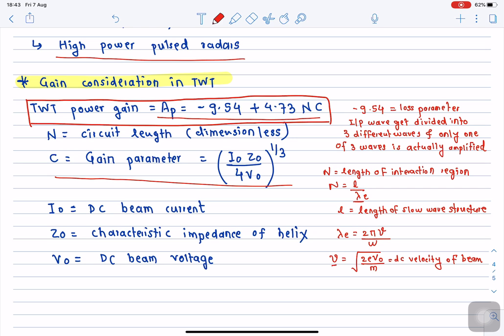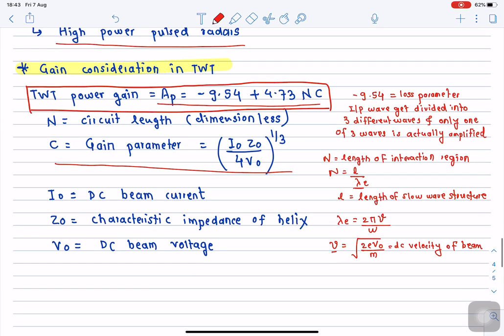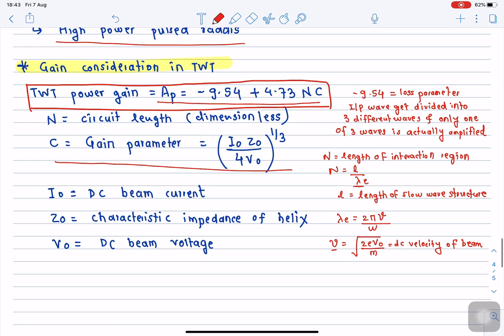Now the next thing is that the peak output power of the single helical structure is only limited to around 3 kilowatts of power, because it is very difficult to remove the heat which is generated because of the ohmic loss in the coil of the slow wave structure.